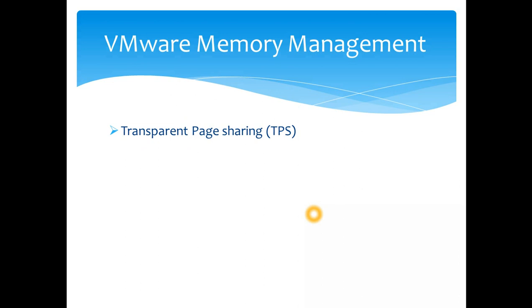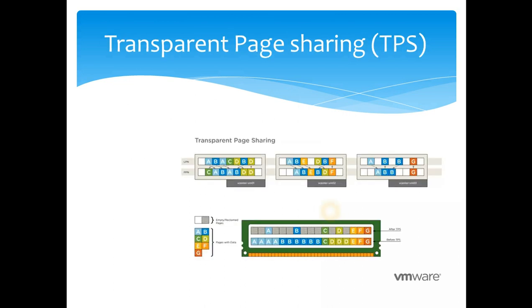The first memory management technique is transparent page sharing. We are going to deep dive in all of these, but let me just give you what they are. The first one is transparent page sharing, TPS we call it. The second one is ballooning, VMware ballooning. The third one is memory compression. So VMware ESX host compresses the memory so that it can accommodate more data in the memory. And finally we have swapping.